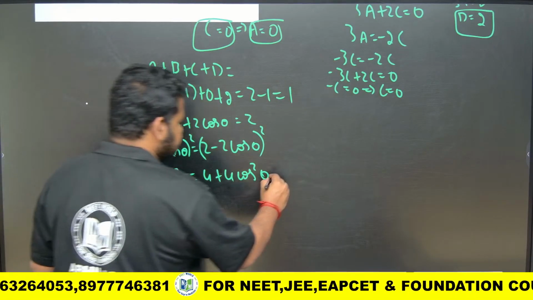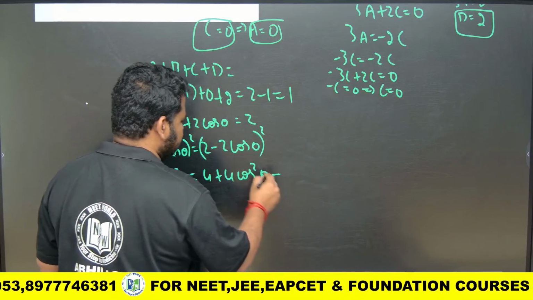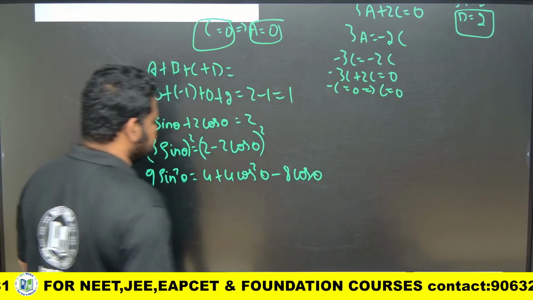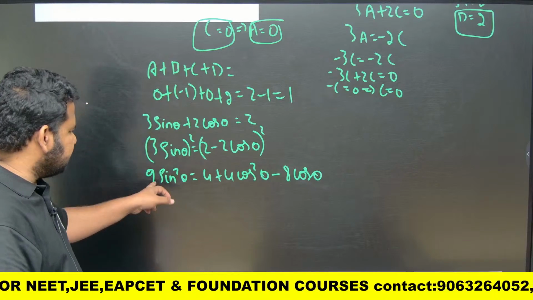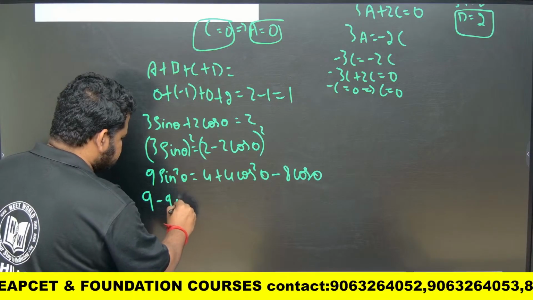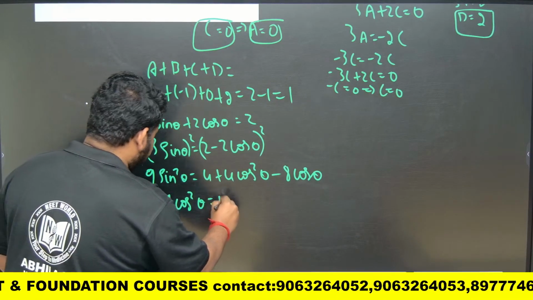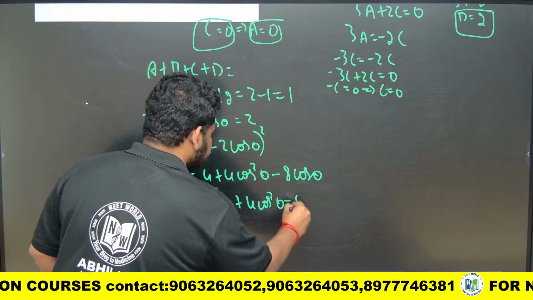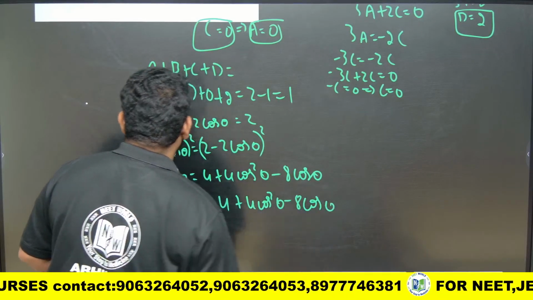This is minus 2ab, which is 2 into 2 into 2, that is 8 cos theta. Now this 9 sin square theta I can write as 9 into 1 minus cos square theta. That becomes 9 minus 9 cos square theta is equal to 4 plus 4 cos square theta minus 8 cos theta. Okay, somewhere we have made a mistake.